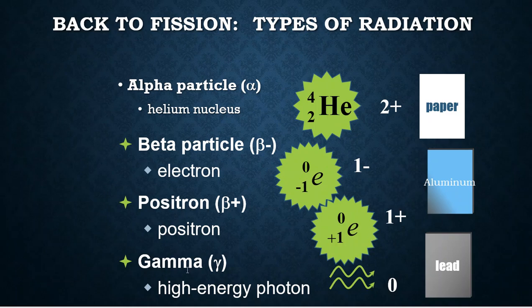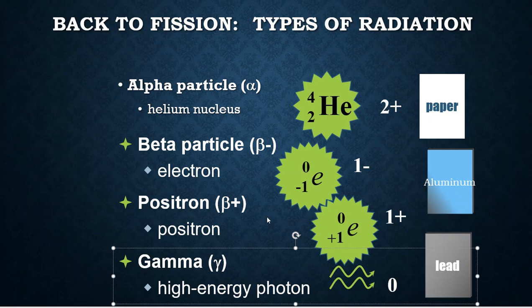and then we also have gamma radiation. Now, gamma has this symbol here. It kind of looks like a Y, but it doesn't have a mass. It doesn't have a charge. It's just very high energy light. In fact, gamma radiation has the highest energy, and it has the most penetrating power.